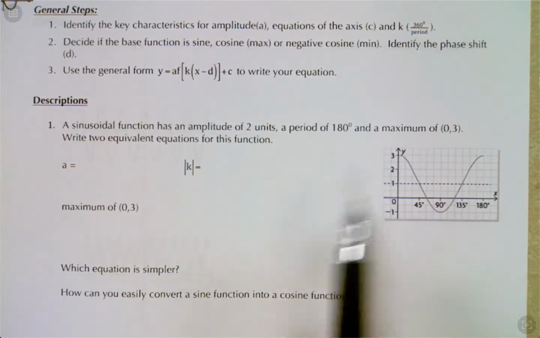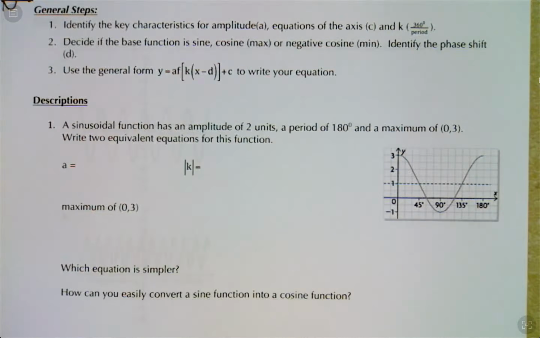So the first example we're going to do, we have a graph. I'm asking to write 2 equivalent equations for this function. So we'll try to write a sine and a cosine equation. So let's take a look. It says a sinusoidal function has an amplitude of 2 units and a period of 180 degrees and a maximum value of (0, 3). Write 2 equivalent equations for this function.